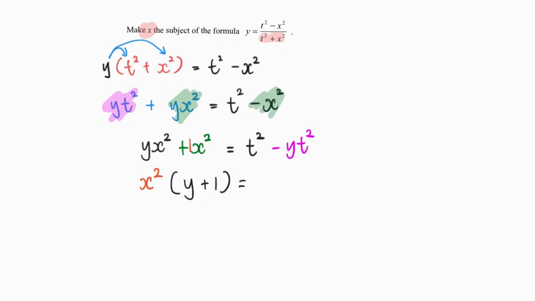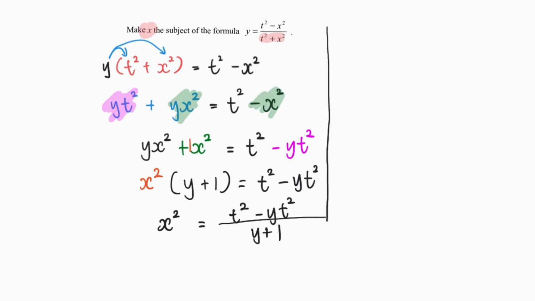And I'm going to divide by y plus 1 on both sides, so I'm only left with x squared here. Here will be t squared minus yt squared over y plus 1. And I see that t squared is also a common factor. So I'm going to take out t squared as the common factor as well.